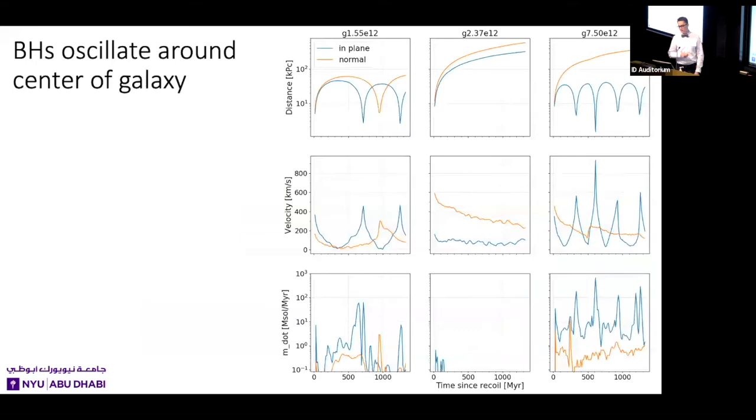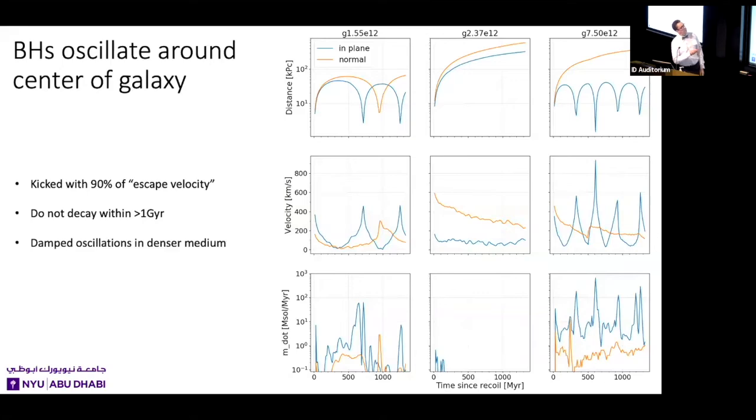Here I have plots where I kicked black holes with 90% of "escape velocity." It's in quotation marks because it was adopted from Chomsky. It's not the real escape velocity from the galaxy, it's something different, but scalable with escape velocity from the galaxy. And the interesting thing is they do not decay within 1 gigayear, at least in our simulations.